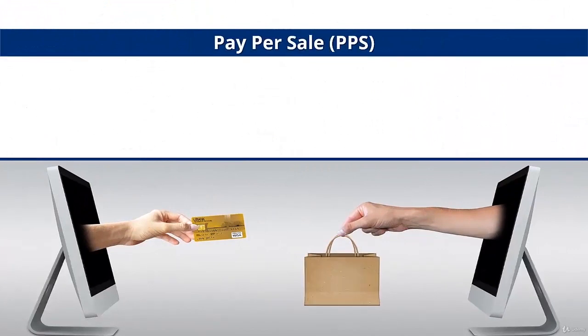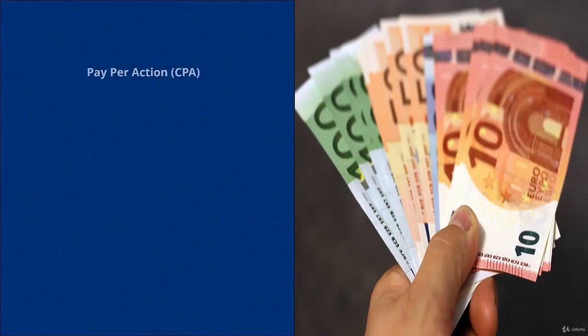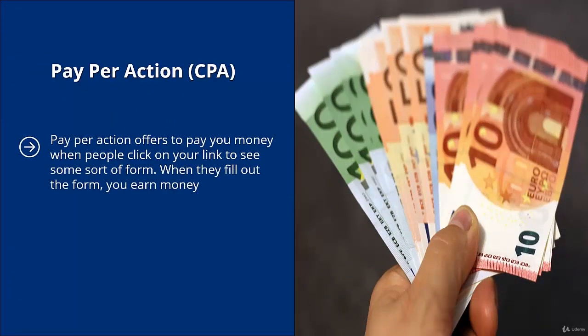Pay-per-sale, PPS. When somebody clicks on your PPS, which is either tied to text or to graphics, they have to buy something for you to earn a commission. Pay-per-action, CPA. Pay-per-action offers pay you money when people click on your link to see some sort of form. When they fill out the form, you earn money.